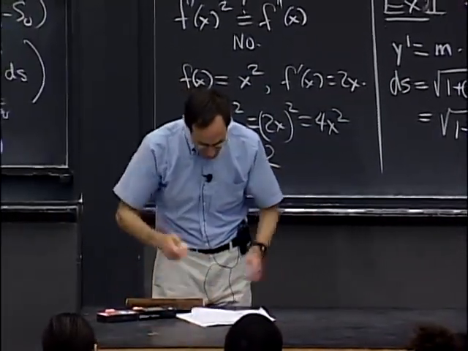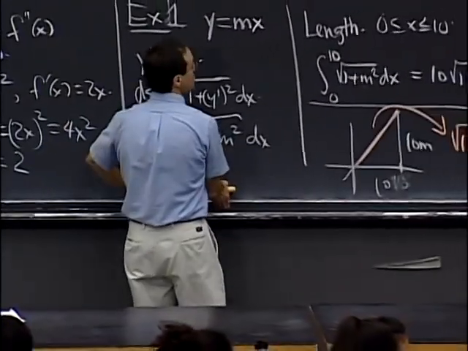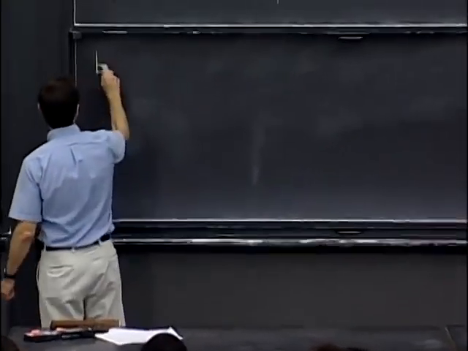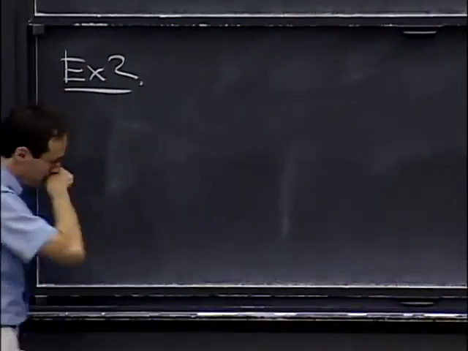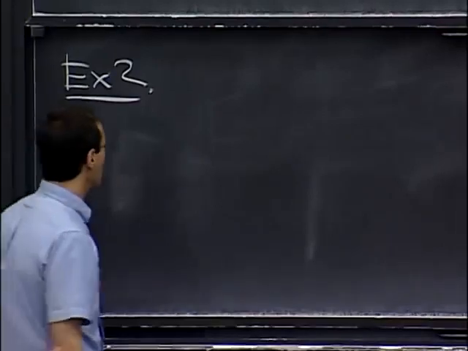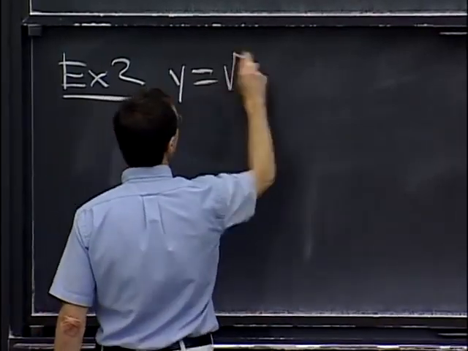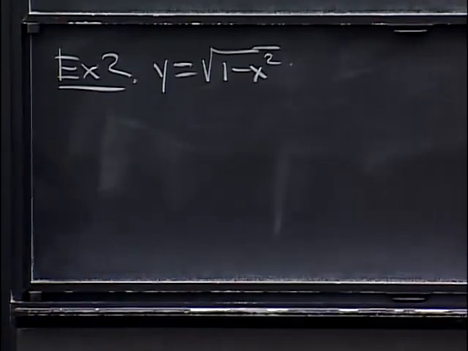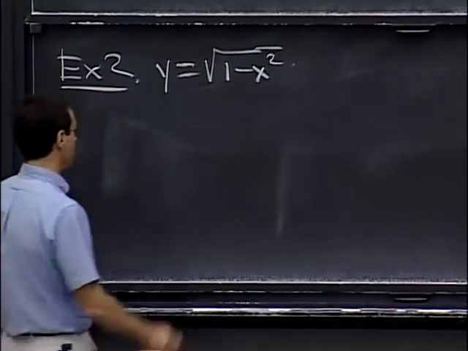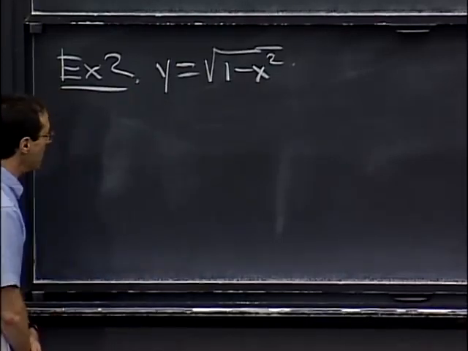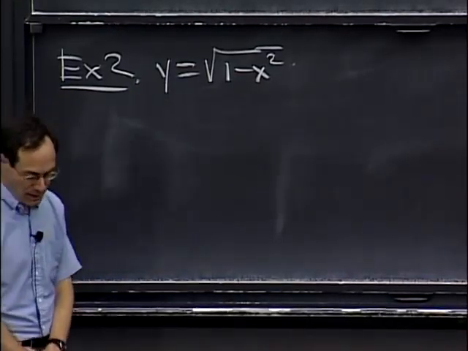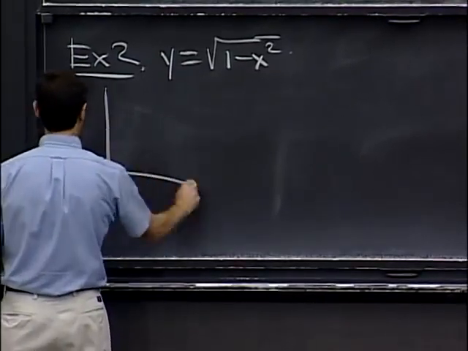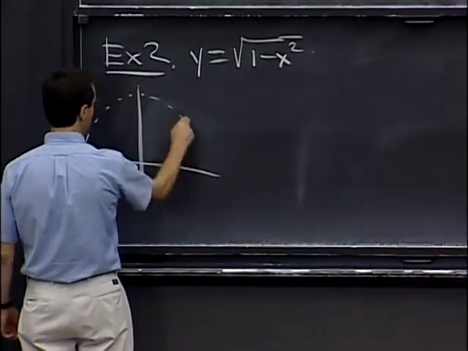Now, let's do something slightly more interesting. Our next example is going to be the circle. So y equals the square root of 1 minus x squared. That's the graph of a semicircle. And maybe we'll set it up this way. So the semicircle goes around like this.